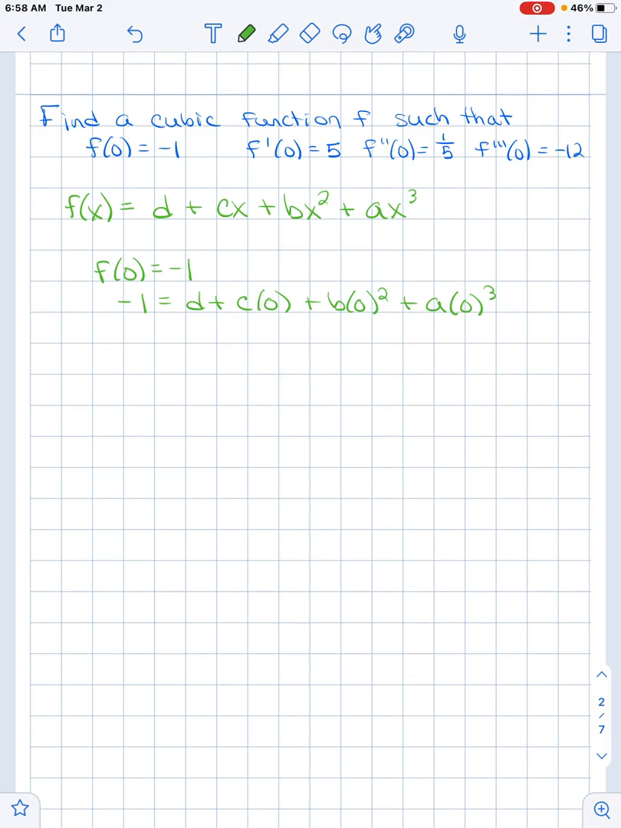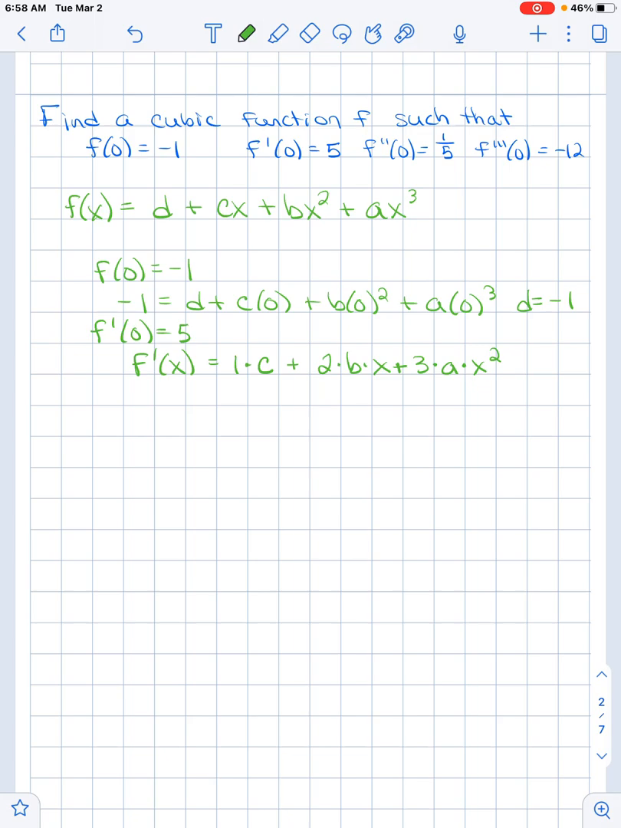I'm going to save some space because I'm going to need it. d is -1. All right, now let's look at the first derivative. I'm going to be methodical here and think about the coefficients. So the derivative of d is 0. For c, if we're going to be methodical, this is 1 times c. And then for b, that's 2 times b times x plus 3 times a times x squared.